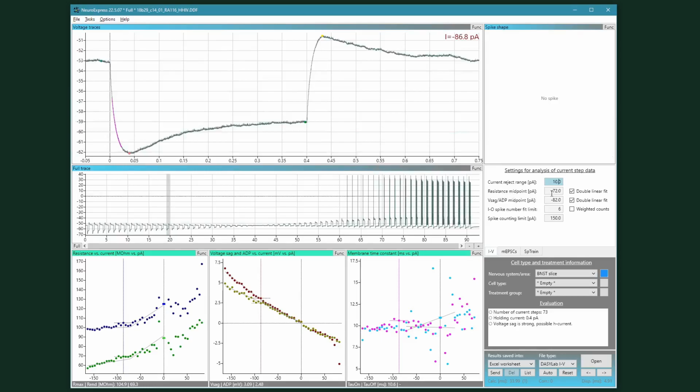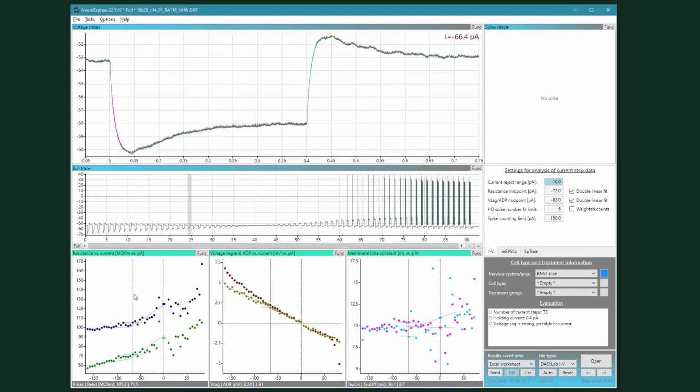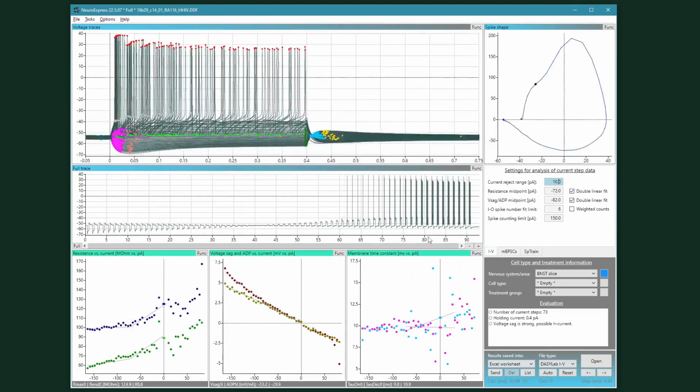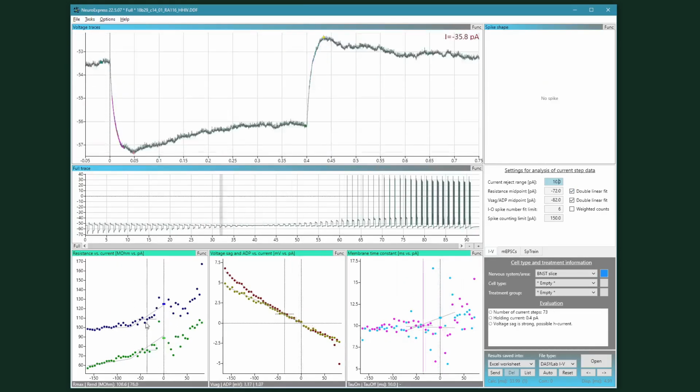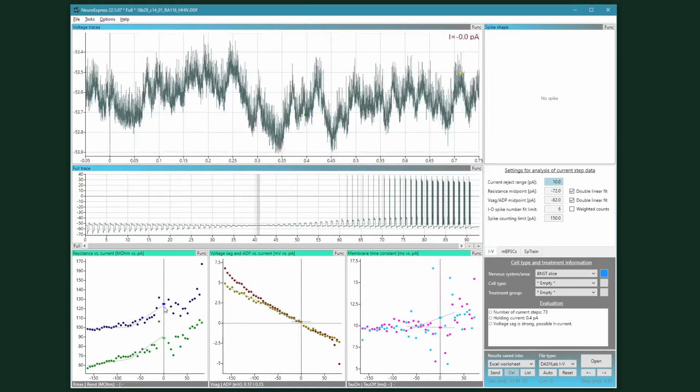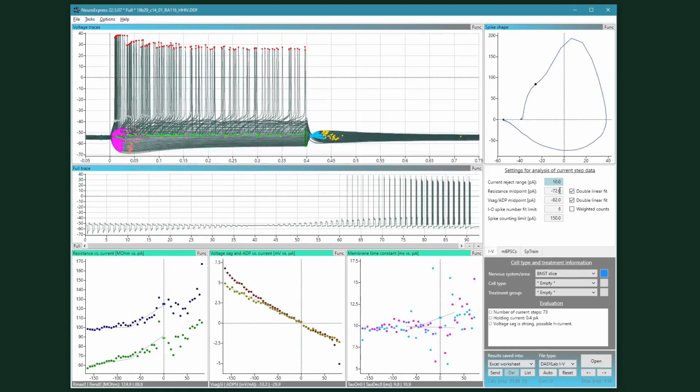The next point is resistance midpoint. This is a different thing. When we use linear regression to estimate the membrane resistance, we can tell the program what would be the most negative current level from which we draw the line up to 0. So I can decrease this number and go to very low negative currents, or I can go to a little bit more depolarizing currents like here, and then the program will recalculate these linear regressions.